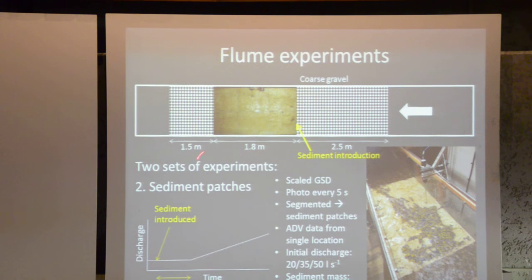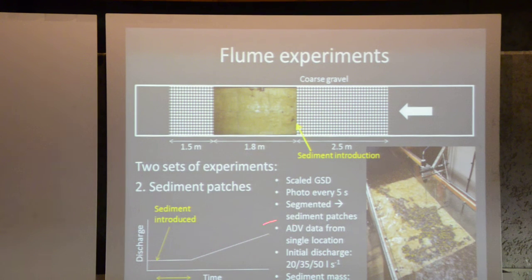And what we did in this run was we let the flume equilibrate and study flow, and then we introduced a mass of sediment at this upstream end of the 3D printed tiles. We let the flume run for 5 minutes, so that the sediment patches became stable under that flow condition.